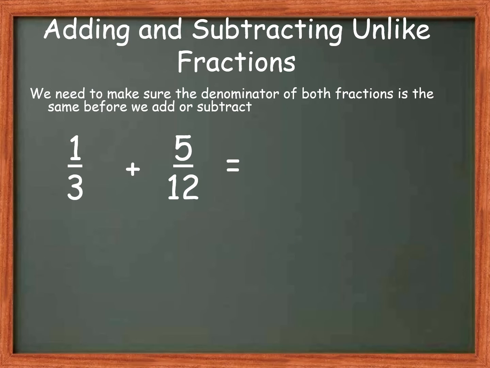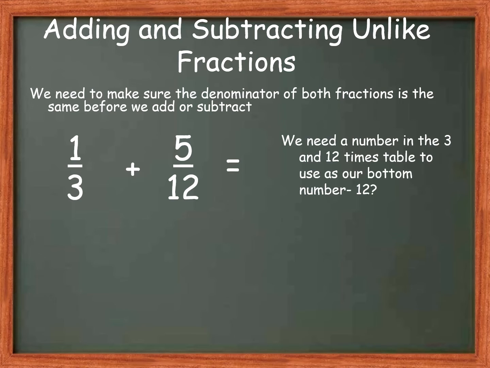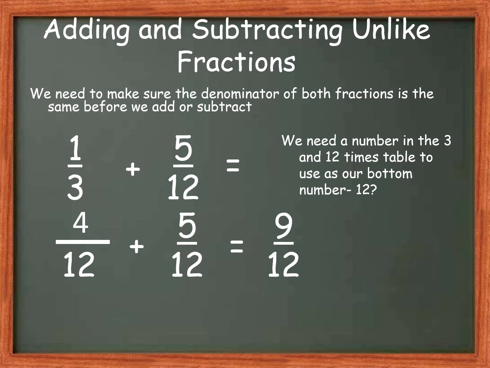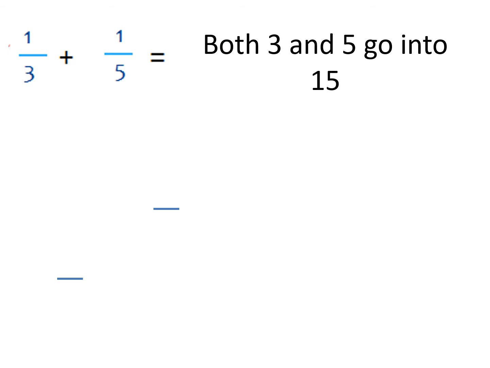Same idea. Here 3 can be 12, so the lowest common multiple is 12. You multiply it by 4. 3 times 4 is 12. We've got the same denominator, which is 12, so we multiplied by 4. So 1 times 4 is 4, and then we add 9 over 12. 9 over 12 can be simplified by 3, so the answer will be 3 over 4.